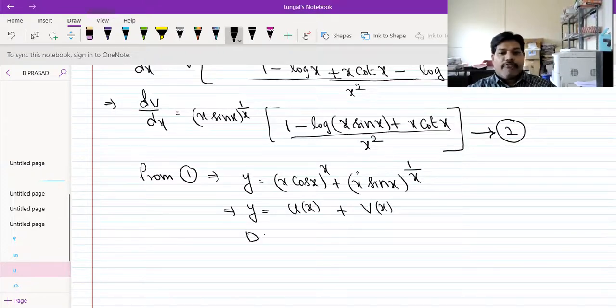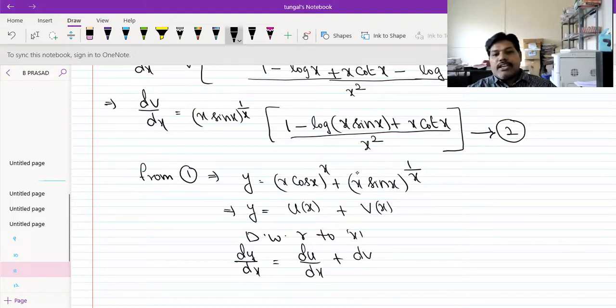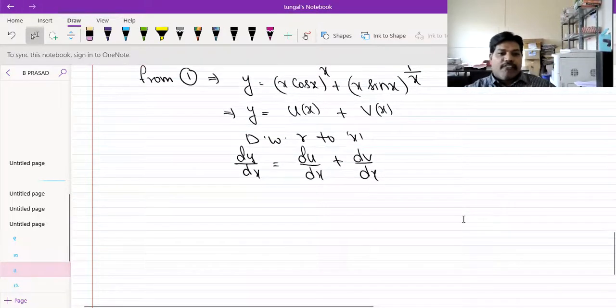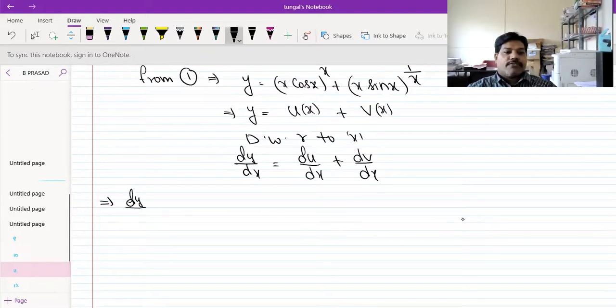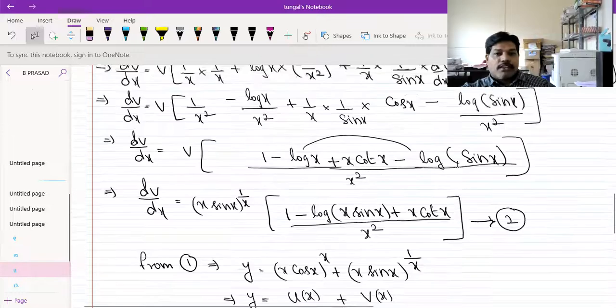Differentiate with respect to x. Then what happens? dy by dx is equal to du by dx plus dv by dx. So these two functions, du by dx and dv by dx. That means here I will take the dy by dx value, so take this one here, students.